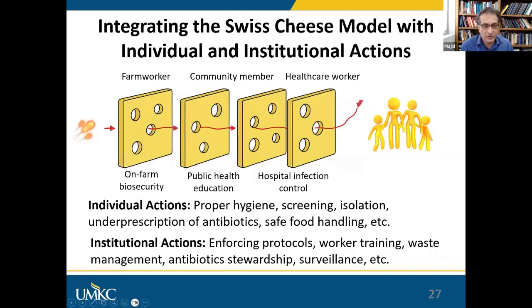Here is another view of the Swiss cheese model. The factor that we like to emphasize here is the effects of individuals, so their actions, and that includes proper hand hygiene, screening, isolation, and physicians when they don't prescribe antibiotics unnecessarily, or safe food handling. All of these factors are associated with human behavior. In addition to that, we have institutional actions, which are basically educating the workers, enforcing protocols, and so on. These are really important factors that can be used in our modeling and can make our models more realistic.